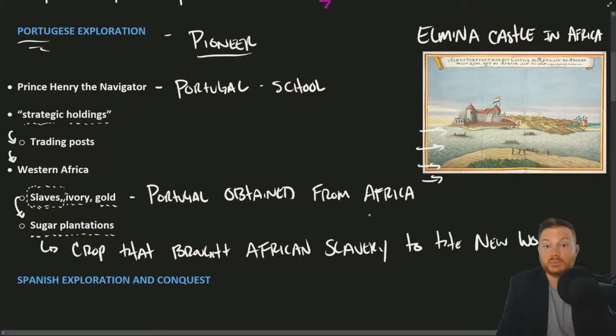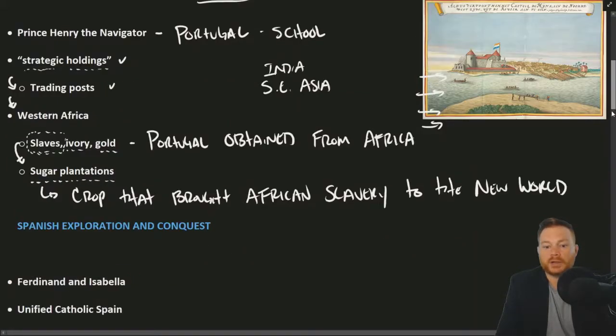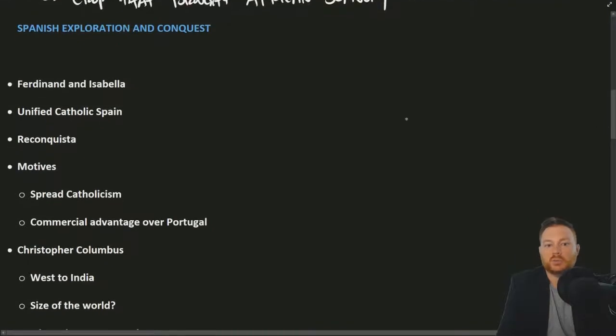And in addition to establishing these trading posts and strategic holdings in Africa, the Portuguese also would later on establish them in places like India, modern day Indonesia. We might just summarize that as Southeast Asia and other places around the world, establishing trade with a lot of different people. By contrast, the Spanish, while they were also interested in exploration, ended up having much more to do with conquest and accumulating an empire that consisted of both North and South America.